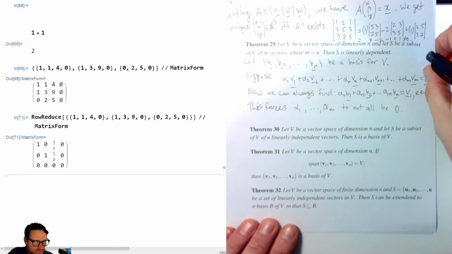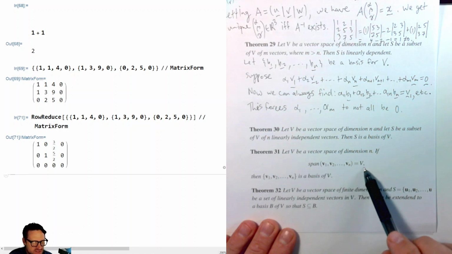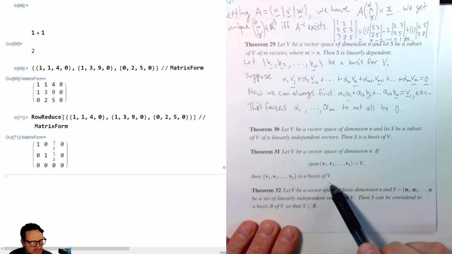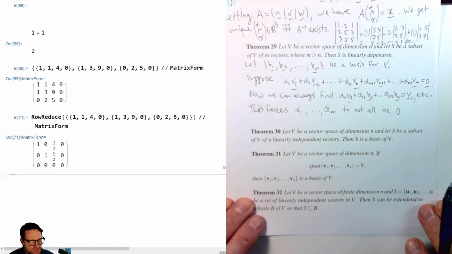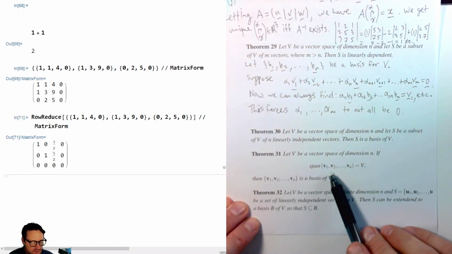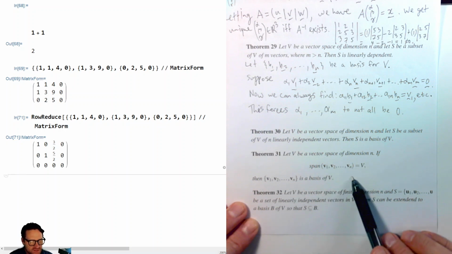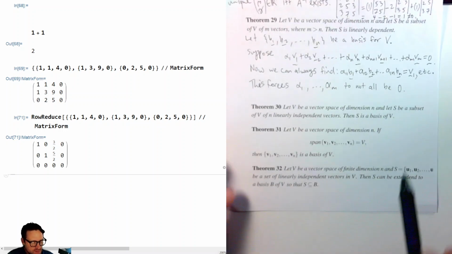Theorem 31. Let V be a vector space of dimension n. If the span of those vectors is all of V, then V1 through Vn is a basis. And really this comes down to the determinant of the matrix A that's formed by the concatenation of these being invertible. Okay? All right.